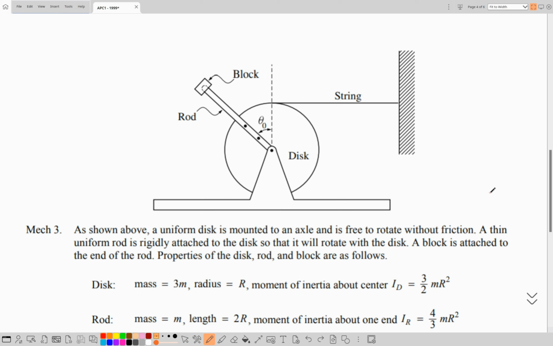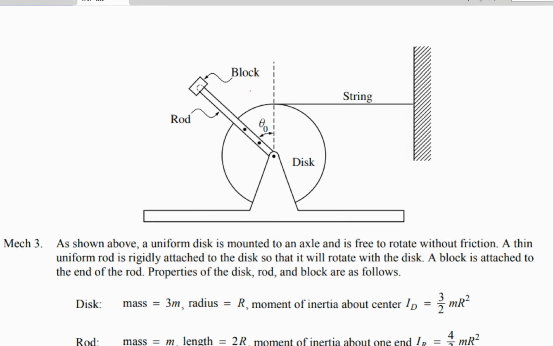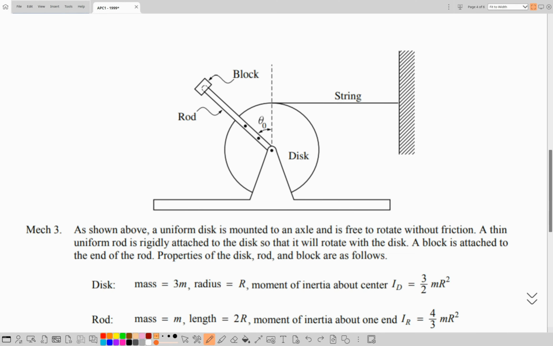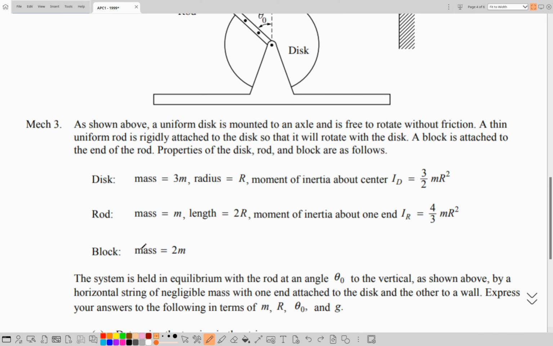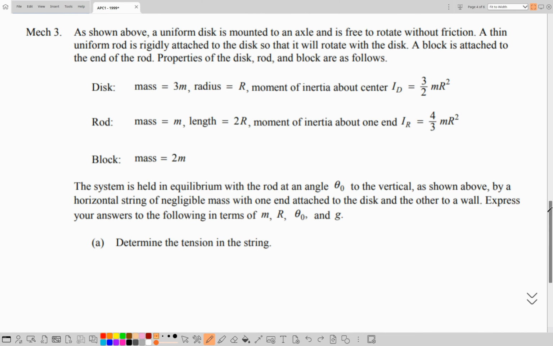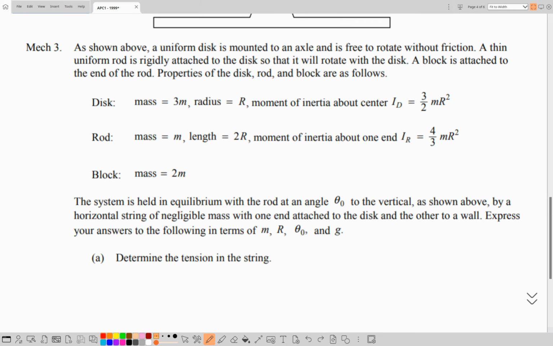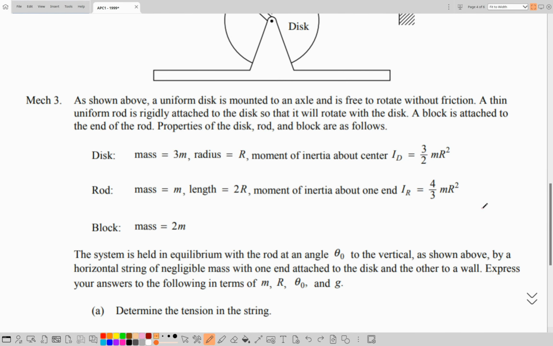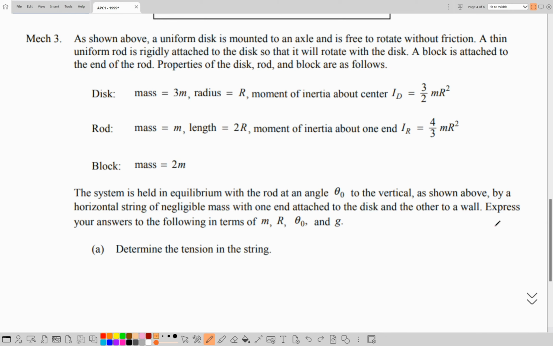Properties of the disk, rod, and the block are as follows, which means that the system, a composite consisting of the disk, the rod, and the block, rotates together. Now we have the information for the disk, the rod, and the block. The system is held in equilibrium, which means we can apply the condition of equilibrium, with the rod at an angle theta 0 to the vertical as shown above, by a horizontal string of negligible mass with one end attached to the disk and the other to a wall. Express your answers to the following in terms of m, r, theta 0, and g.